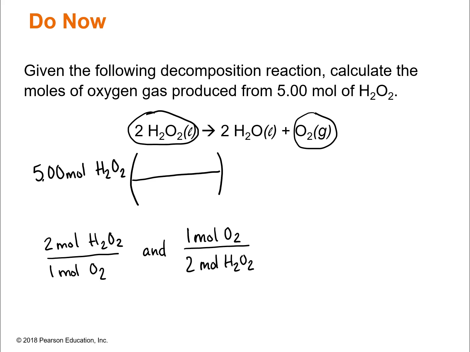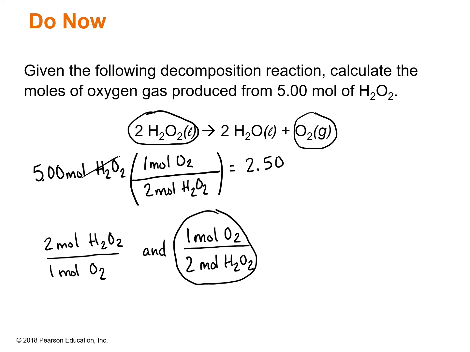We're trying to figure out how many moles of oxygen gas we'll make, which means we need to cancel out the moles of hydrogen peroxide. So we're going to use this one. When you do the math, you're just dividing 5 by 2. And that's what you should get.